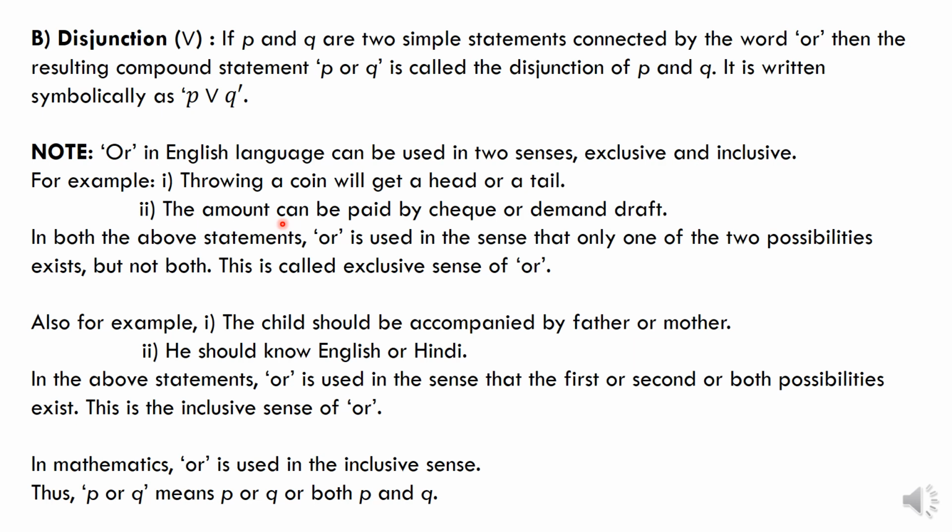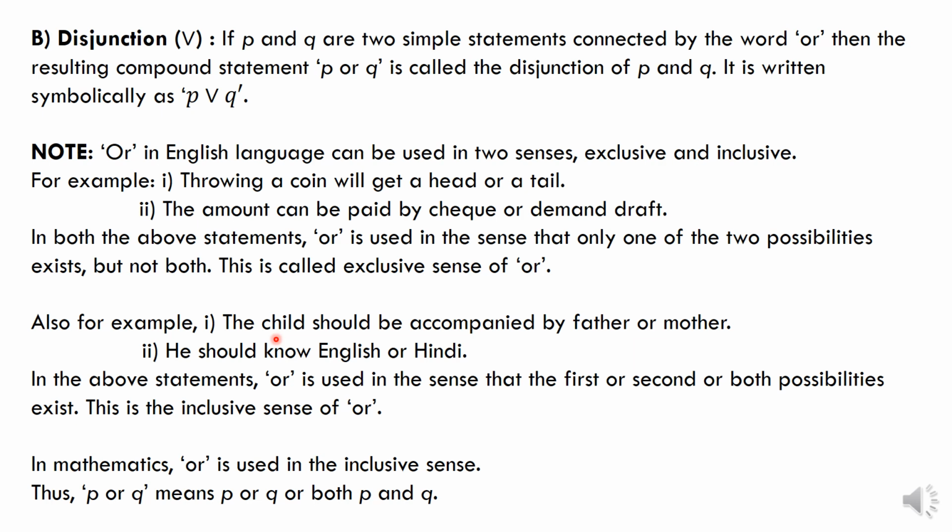Here, the amount can be paid either by check or by demand draft, but never by both. Thus, in both the statements, or is used in the sense that only one of the two possibilities exists, but not both. This is called exclusive sense of or. Now consider these two examples.